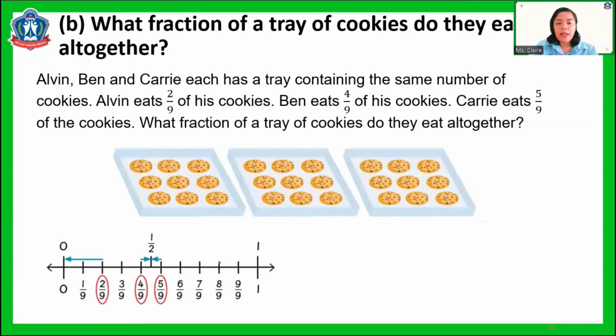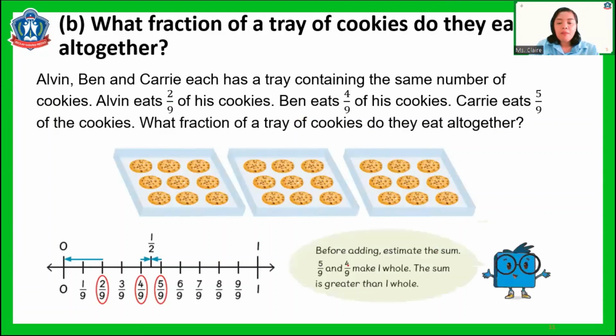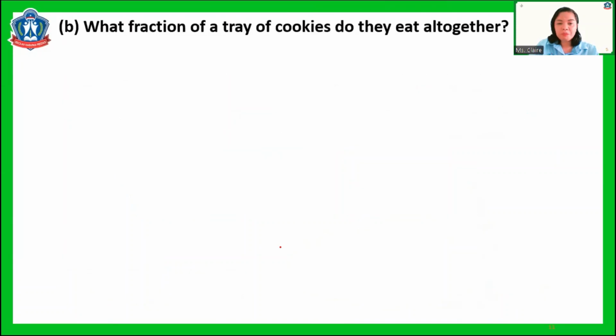So we just simply add all together. So we have 2/9, 4/9, and 5/9. Before adding, we can estimate. When we say 5/9 and 4/9, it will make one whole, right? This one. 5/9 and 4/9 will make a whole. So the sum therefore is greater than one whole.